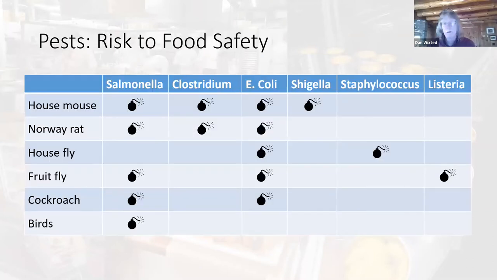So if all pests did was eat our food, that would be annoying, it would cut into profit, sure, but that's really not the big issue. The biggest issue is that they spread disease. You can see here, a number of pests carry a number of pathogens that they can transmit to food. Next.